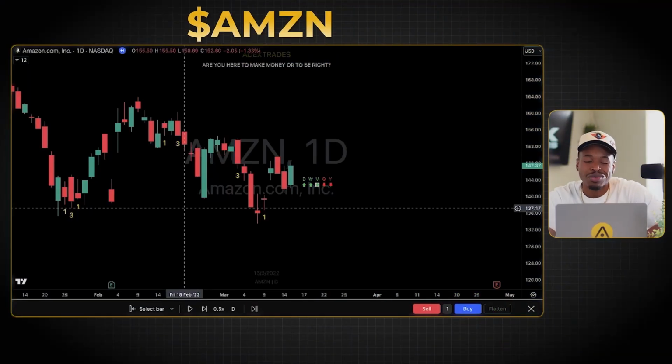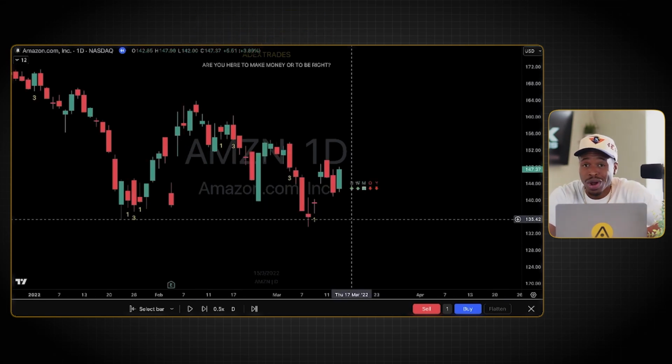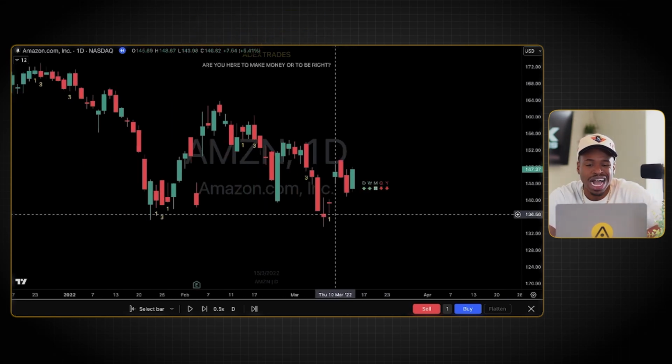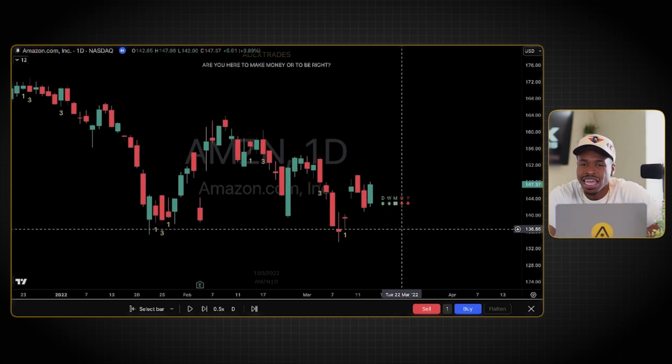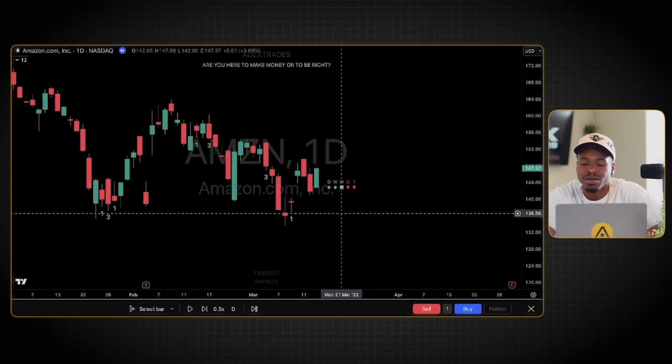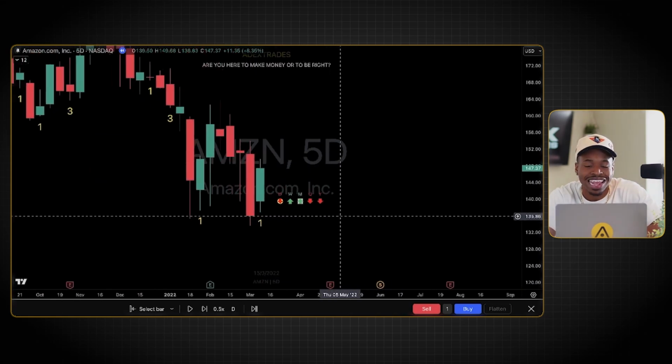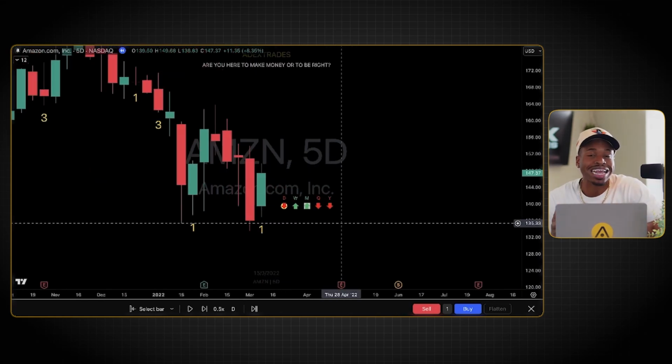So here we have Amazon on the daily time frame. You have a bunch of red candles and green candlesticks, and we're kind of just chopping in a range, kind of like in a downtrend. But if we were to look at a different time frame, for example, let's take the 5-day chart. We're forming an inside candle on the 5-day. We don't trade the inside bar. We trade the break of the inside bar.